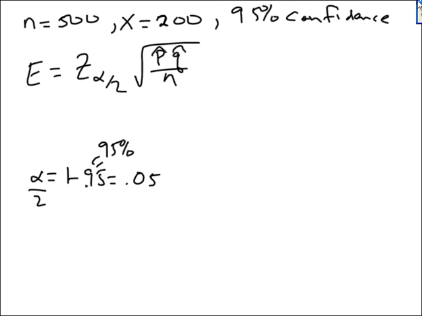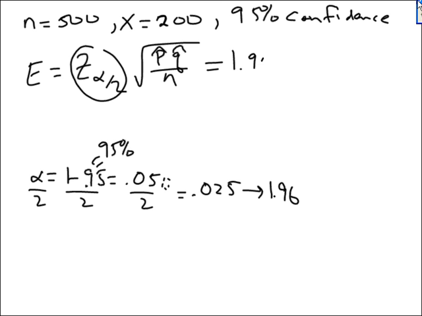And then you divide it by 2. Think of that as 0.050. Divided by 2, you get 0.025. And it turns out that 0.025, let's look at our trusty table, corresponds to 1.96. So z sub alpha over 2 is 1.96.